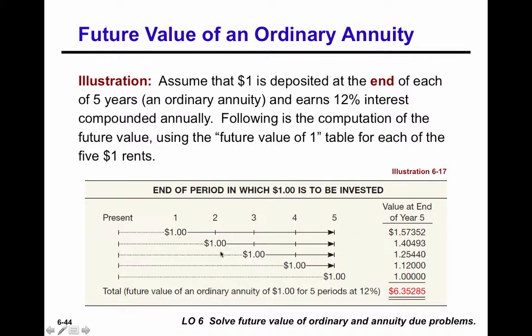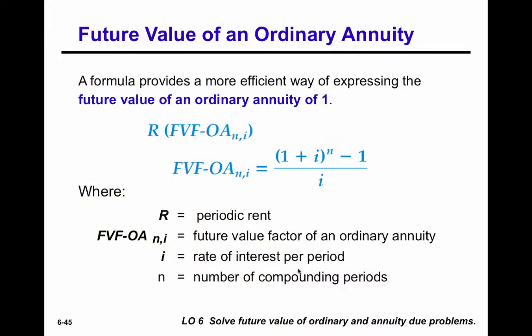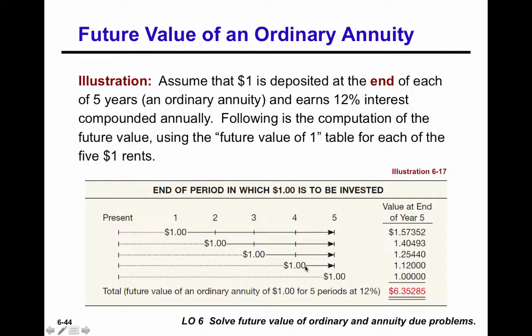The payment that comes in at the end of year 2 earns interest for 3 periods. This one for 2 periods. This one for just 1 period. And of course, the payment that's made at the end of the 5th period has no opportunity yet to earn interest. So if those deposits were made at that time and the interest rate of 12% was generated, at the end of 5 periods, you would have $6.35 accumulated.